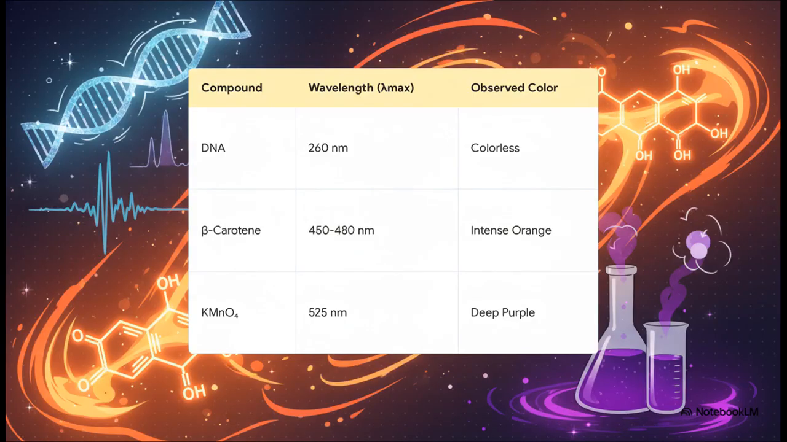Every single molecule has a distinct optical fingerprint. For example, we see DNA absorbing at 260 nanometers, totally colorless and invisible to our eyes. But jump up to the visible spectrum and we see the intense orange of beta-carotene absorbing right around 450 to 480 nanometers, and that's due to its massive conjugated polyene chain. Or look at potassium permanganate, absorbing at 525 nanometers via a charge transfer transition, giving it that iconic deep purple color we see in titration labs all over the world.